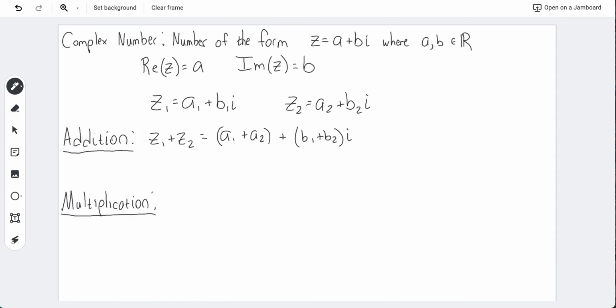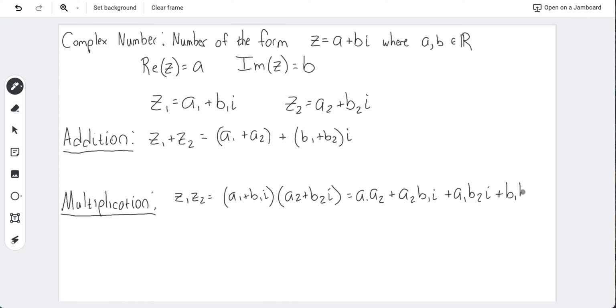Multiplication, we're going to do z1 times z2. You FOIL. So I would have (a1 + b1i) times (a2 + b2i), and we have to FOIL this out. So this is going to be a1a2, then plus a2b1i, and then plus a1b2i, and we're going to get plus b1b2i squared.